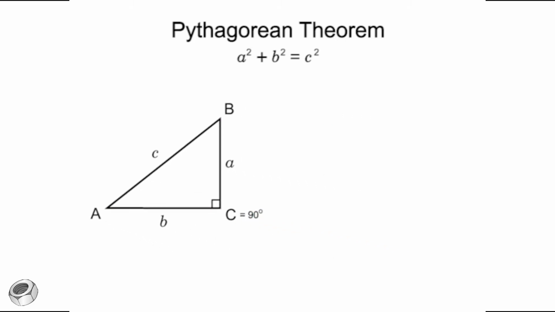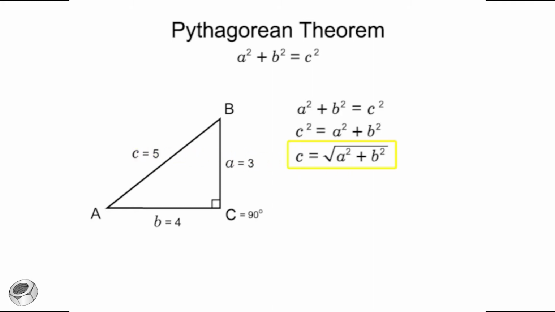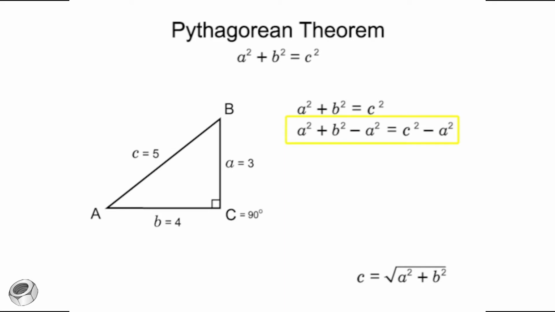For example, to solve for c, simply take the square root of both sides. This leaves the equation c equals the square root of a squared plus b squared. If side A equals 3 and side B equals 4, then c will equal 5. The equation can also be rearranged to find either of the other two sides.